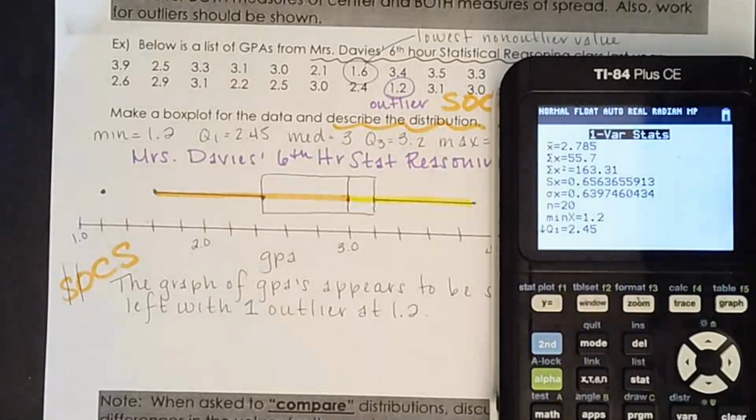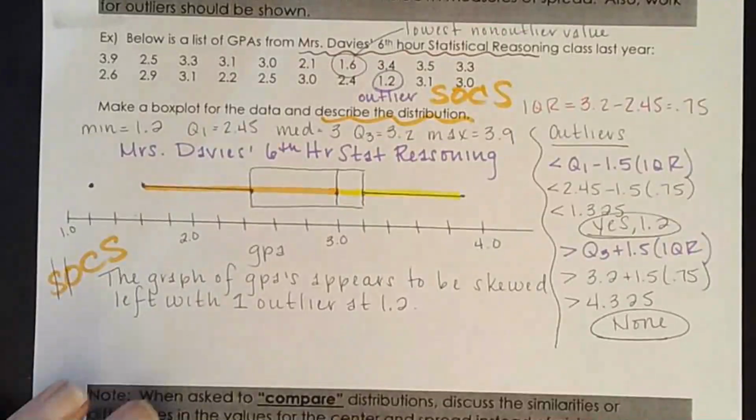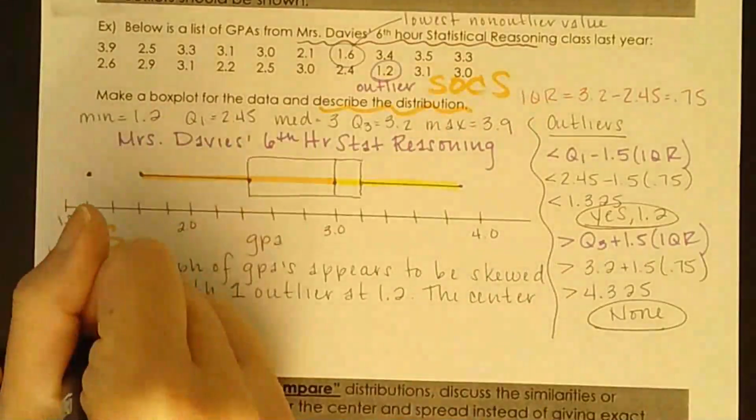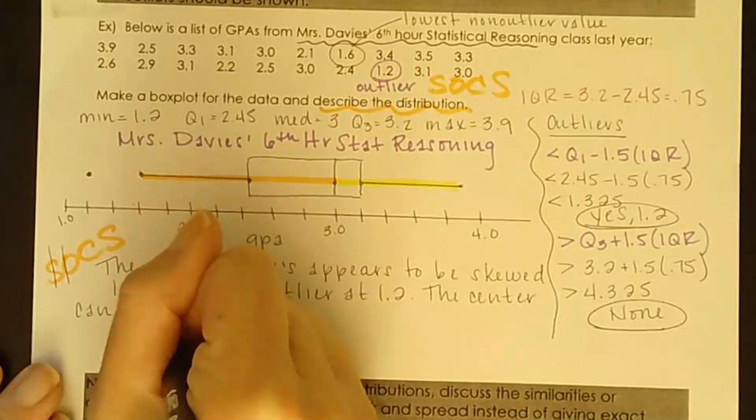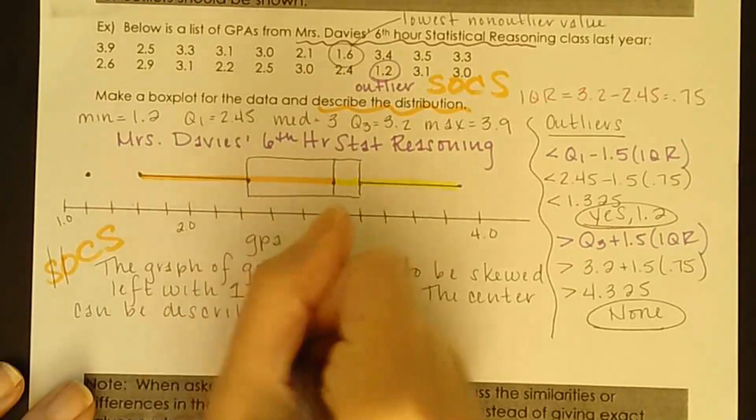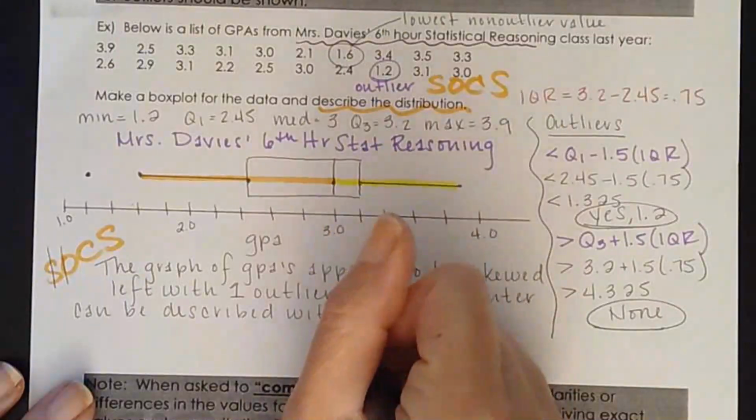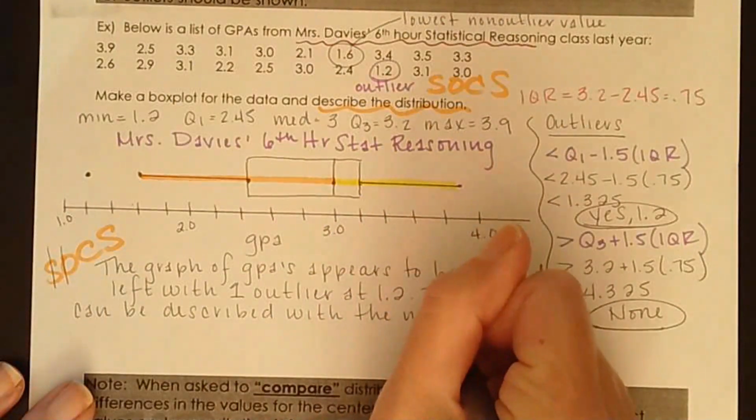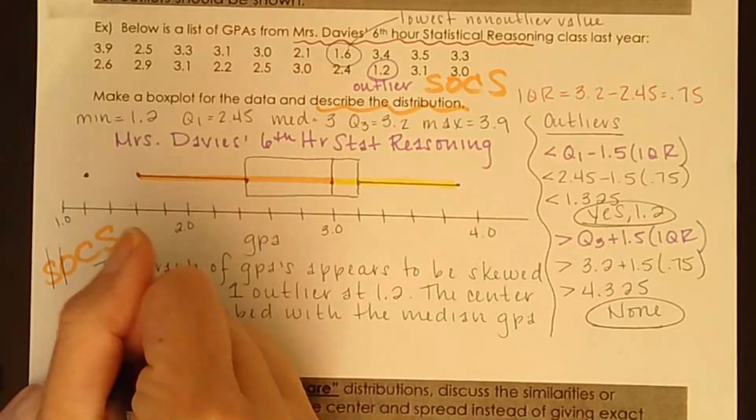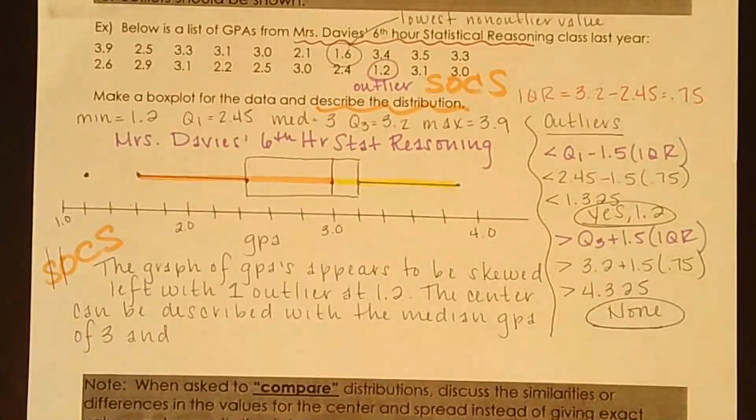So you can write mean or median for center. You can write range or IQR for spread. It doesn't matter, and you don't need to write both. Just write one, okay? But tell me what statistic you're using. So the center can be described with the median GPA of 3. And the spread can be described using the IQR of 0.75.